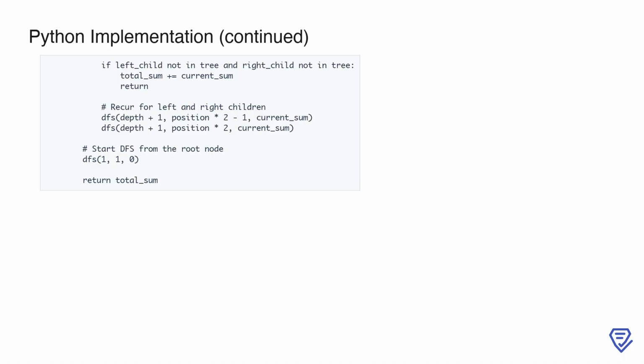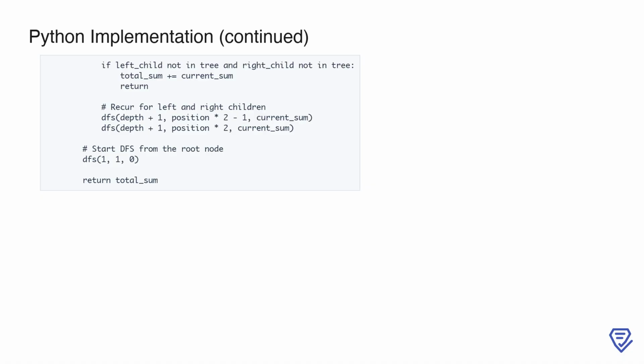Once the DFS function is defined, we initiate the depth-first search by calling DFS with the root node, which is always at depth 1 and position 1, and starts with a cumulative sum of 0. Finally, after exploring all paths, the total_sum variable will contain the sum of all root-to-leaf paths, which we return as the result of the pathSum function. This implementation efficiently traverses the tree structure represented by the nums input, leveraging a dictionary and recursive DFS to compute the desired result.